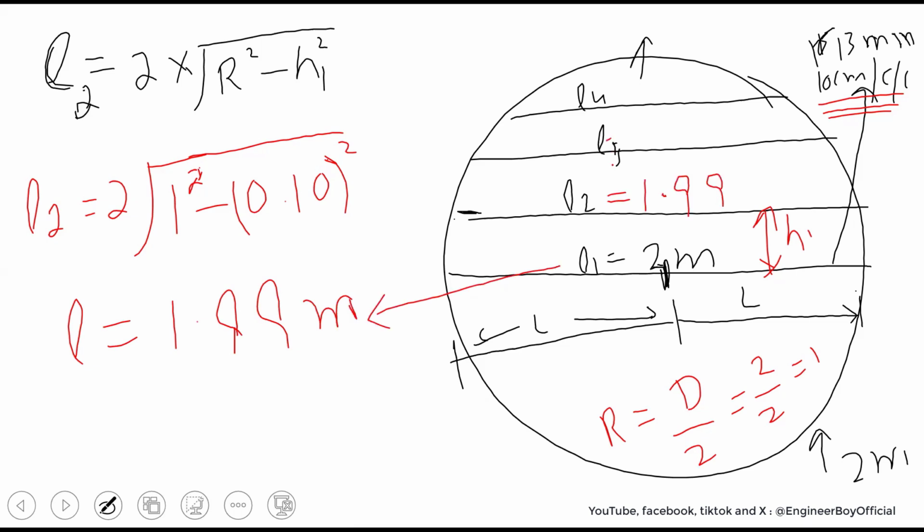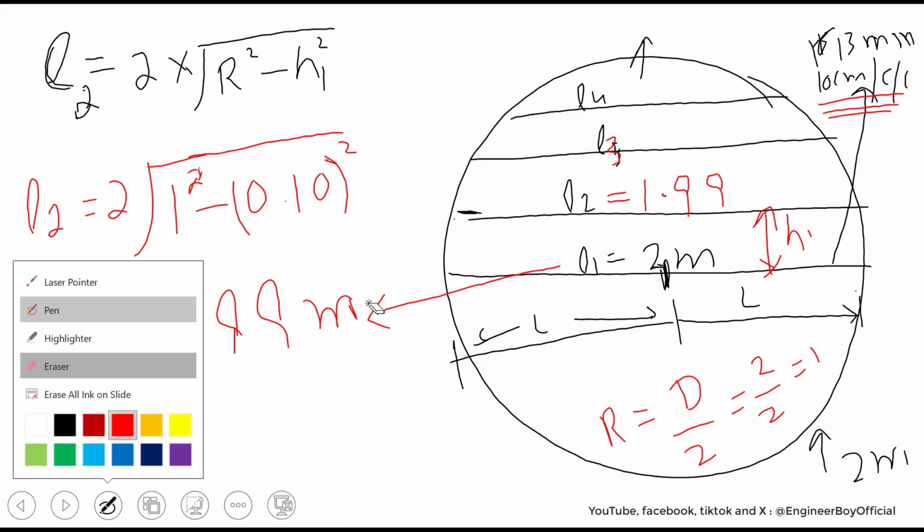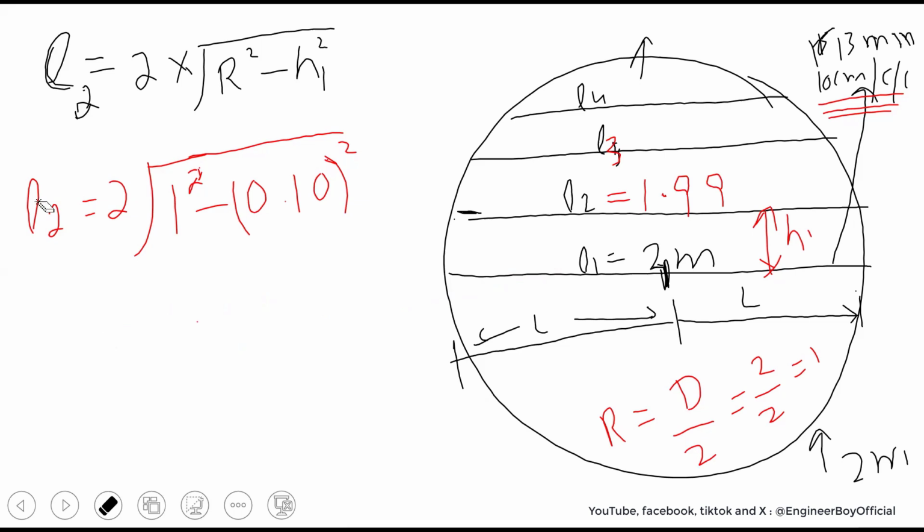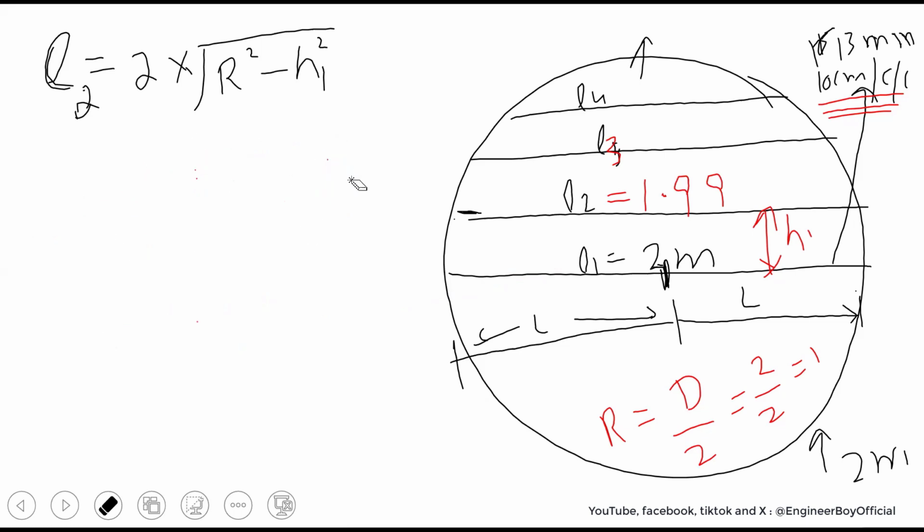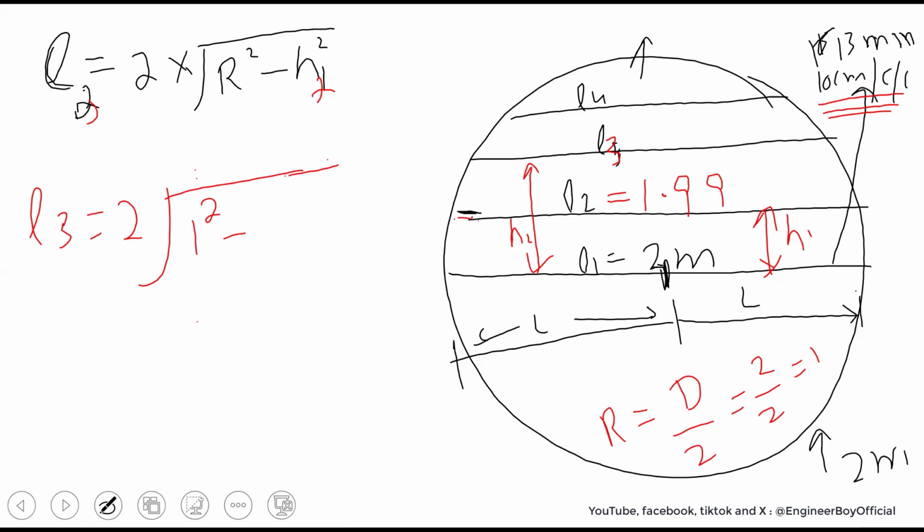Now I'm going to calculate L3. Very simple. For that, I'm going to erase these things. Just a minute. Let's put values in the same formula again, this time for L3. So L3 means 2 times R is just 1 squared, minus, this time for L3, we have H2. And H2, remember, is the distance between L1 and L3. So it means the center to center, which is 10 centimeters and 10 centimeters. That's 20, so 0.20 squared.